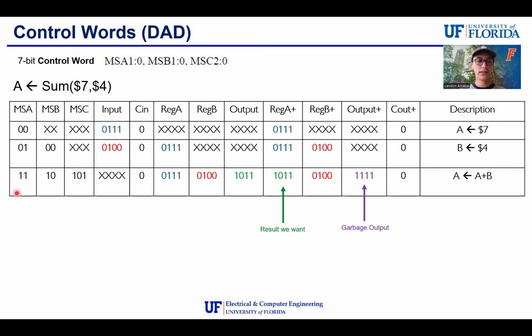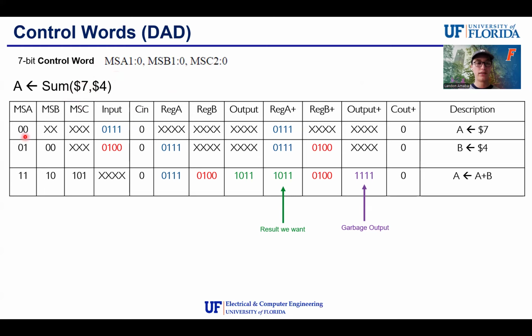So you can see if you isolate these first 3 columns and make them like 7 bits wide, that's kind of our control word. So in this example, we're going to sum 7 and 4. So this $ is used to denote hexadecimal. So when you get higher up, it'll change like A and B and C. To start, we need to load in 7 to register A.